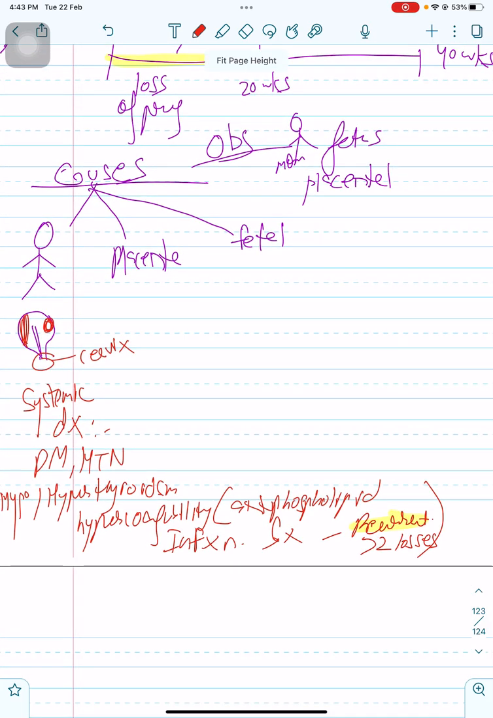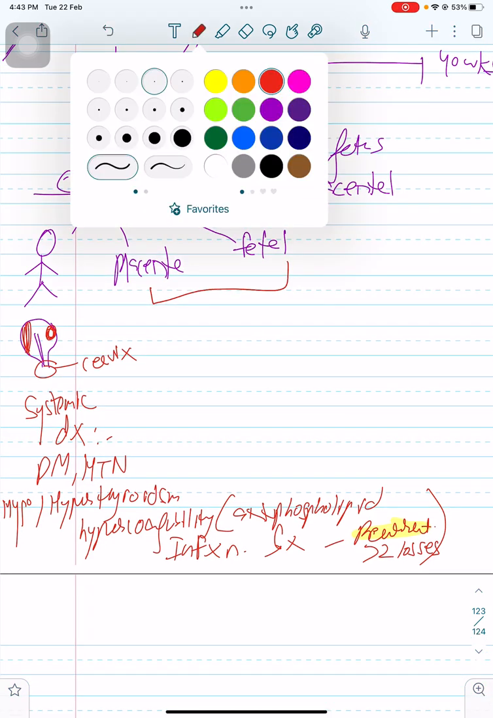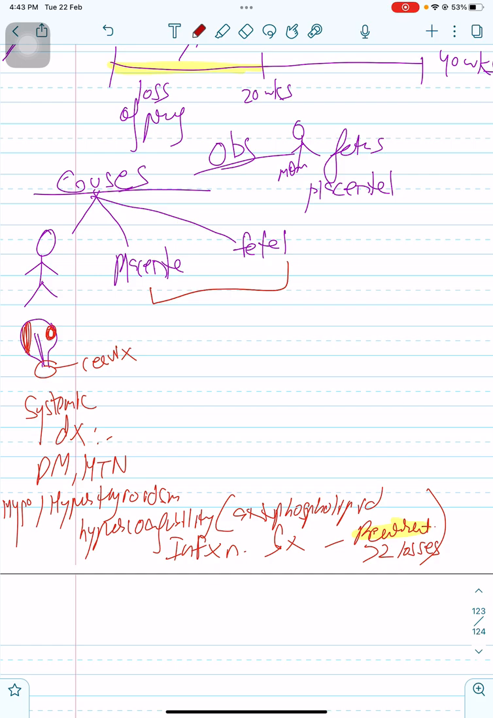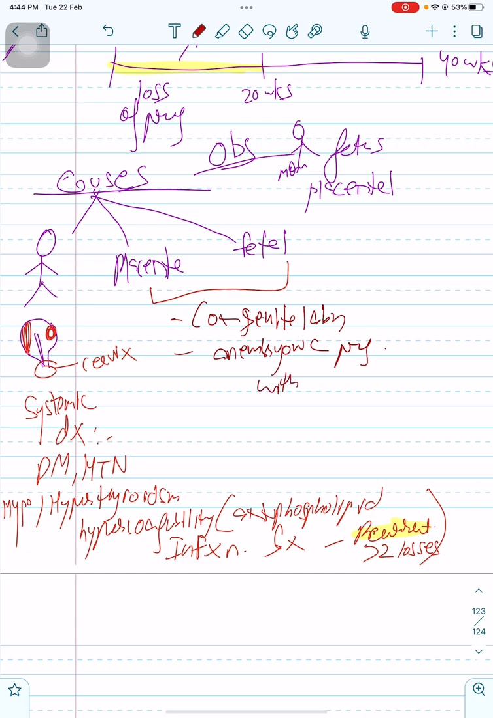Now, if we talk about the fetal-placental problems, they account for up to half of all the pregnancy-related losses. What can it be? Congenital abnormalities, and there is also something called an anembryonic pregnancy. As the name suggests, there is only the formation of a gestational sac without an embryo.